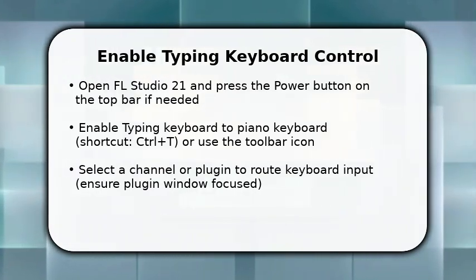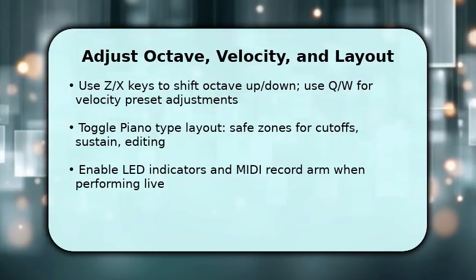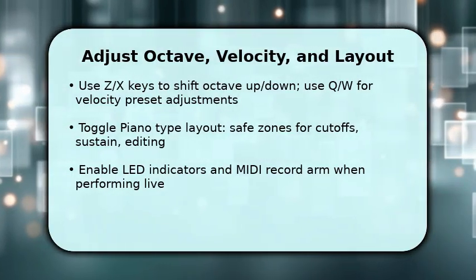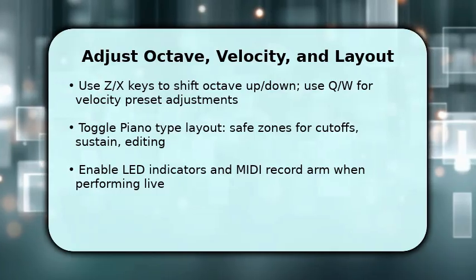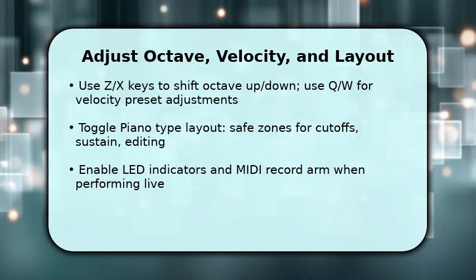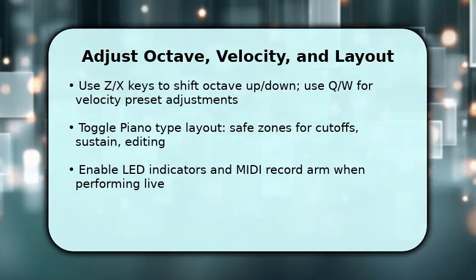Once you have the instrument selected, adjust octave with Z and X so you're in the right pitch range. This prevents accidental low or high notes. Use Q and W to nudge velocity and match dynamic feel, because keyboard velocity maps differ from real controllers.